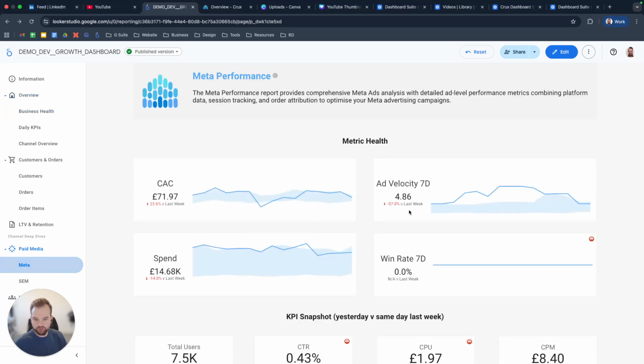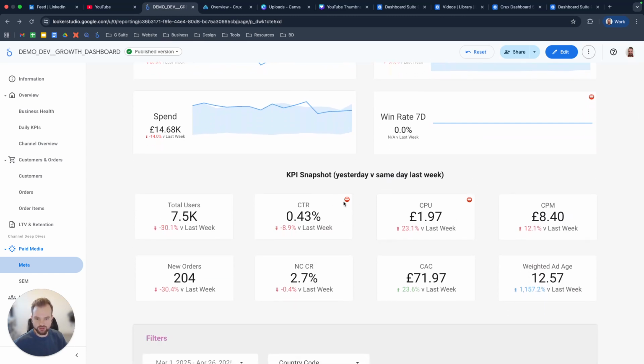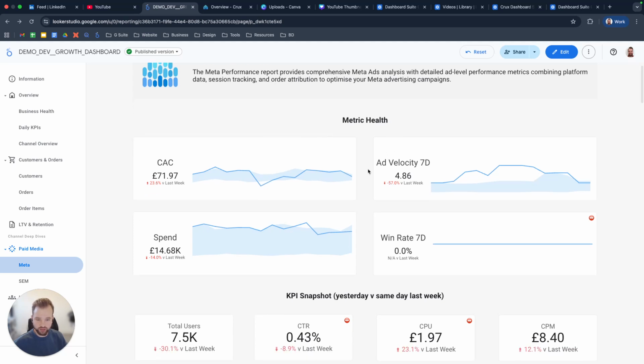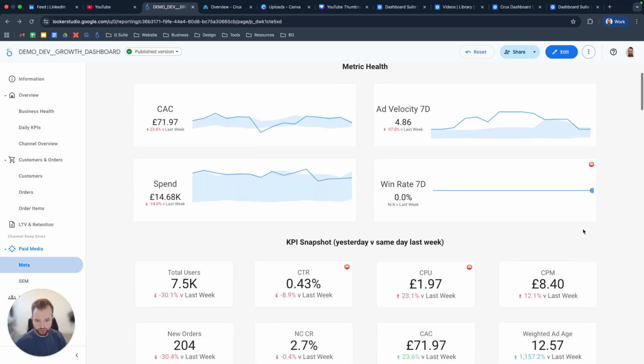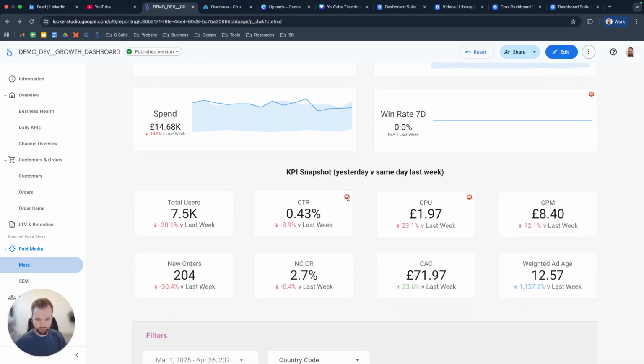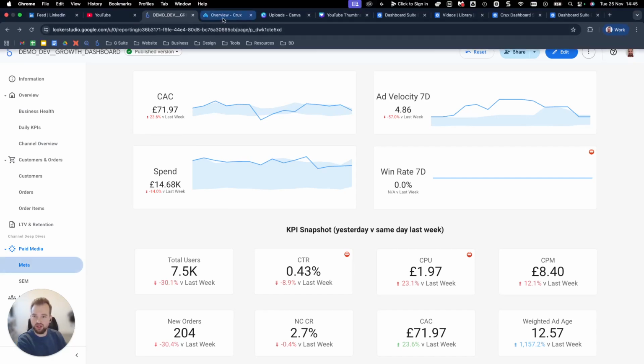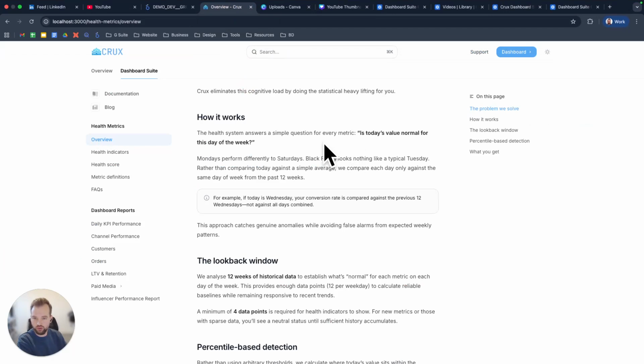Health indicators will show in the top right on these metric health components, as well as these scorecards. So it's there as an attention drawer. Instantly, if I'm just glancing here, I know, okay, win rate's an issue, cost per user is an issue, click-through rate's an issue. If I've got 30 minutes, that's what I'm going to focus my time on in terms of doing a further deep dive.